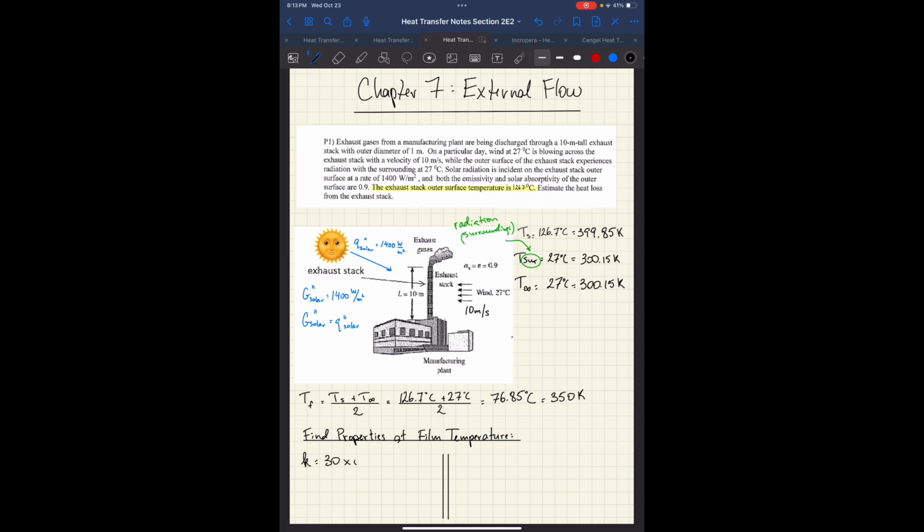We want thermal conductivity. We're going to need that. We're going to need mu here. Prandtl number we will need also. And of course also we will need nu, kinematic viscosity. All right, so we have all that, just gathering all the information that we need.